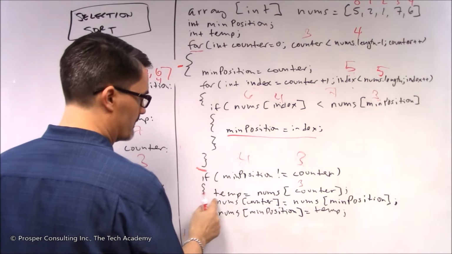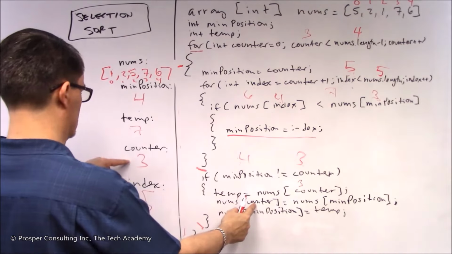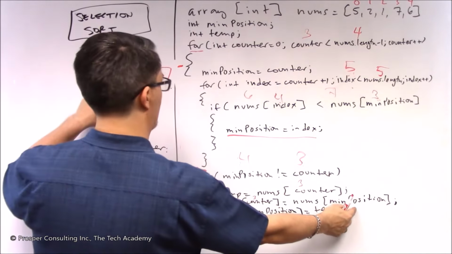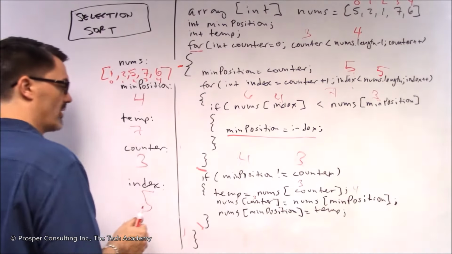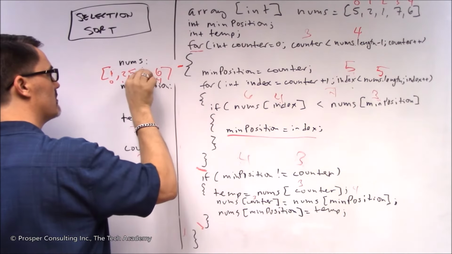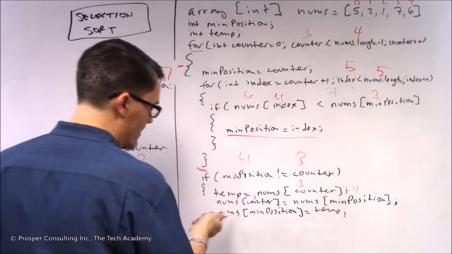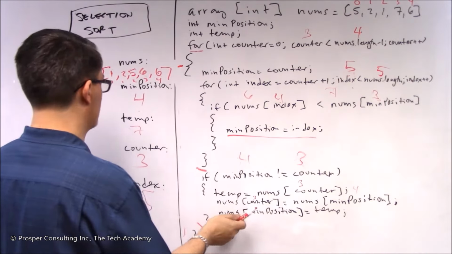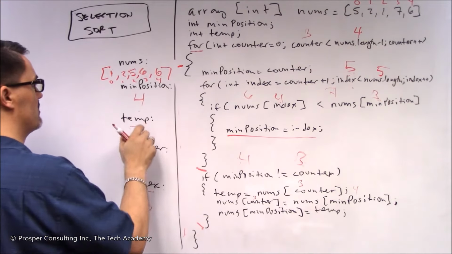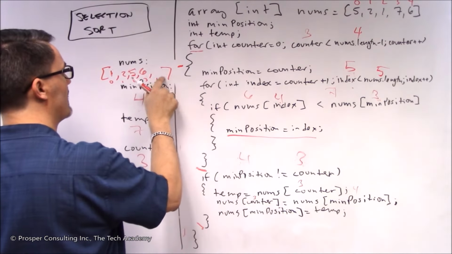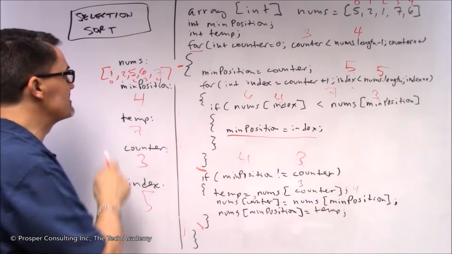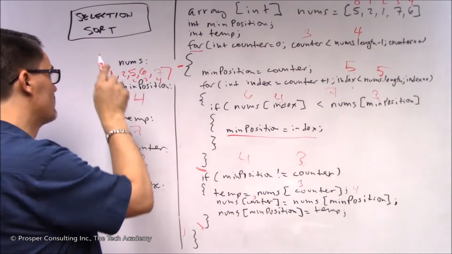All right, next thing, whatever is at position counter, i.e. position 3, we make it equal to whatever is at position min position, or 4. So whatever's in position 4, which is a 6, we make position 3 equal to that 6. Okay, good. And then, next statement, whatever's at position 4, we make it equal to temp. Temp holds 7. So position 4, we make it 7. And now we've reached that point that we saw in an earlier video where guess what? You can tell we have in fact sorted this array from lowest to highest.